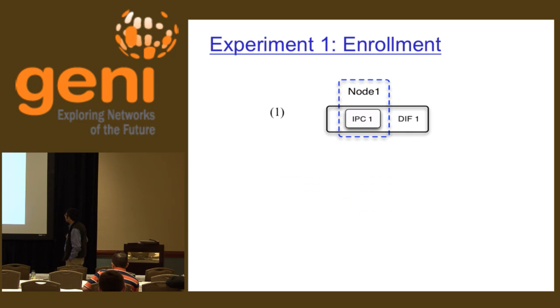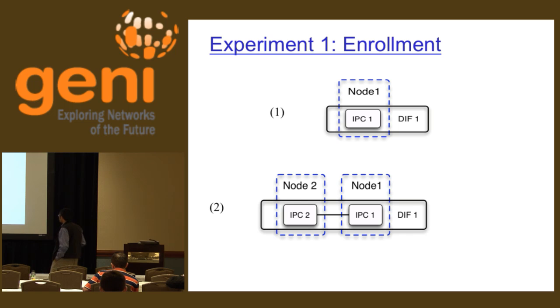Okay, so this node 1 we'll run on one VM, virtual machine. And it's configured to have this IPC1 that is the first and only member of DIF1, communication layer DIF1. And then we will start another node, node 2, running on another virtual machine. And it will be configured to have one IPC process, IPC2. And in the configuration file, we say join DIF1. Okay, so I'll actually have IPC2 join DIF1 by sending an enrollment message to IPC1, getting authenticated.